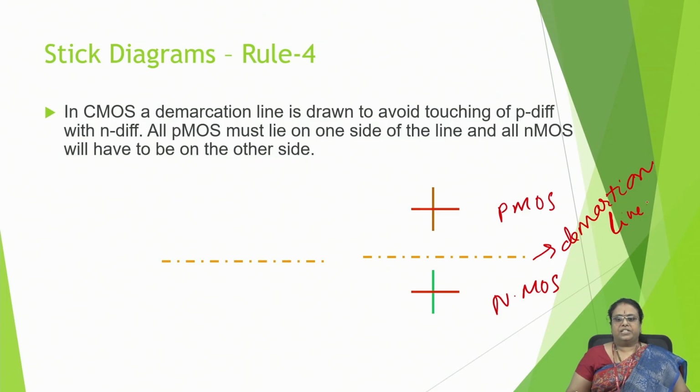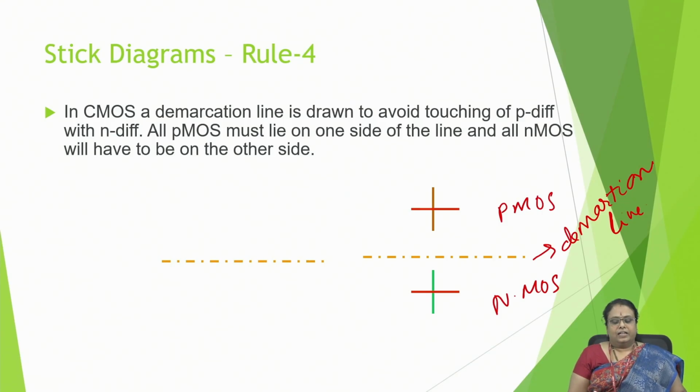This is the demarcation line that we represent, by which both are separated. Hence, in CMOS, a demarcation line is drawn to avoid touching of P diffusion and N diffusion. All the PMOS will be lying on the pull-up side, that is the upper side, and all the NMOS will be on the pull-down side. This is the fourth rule.